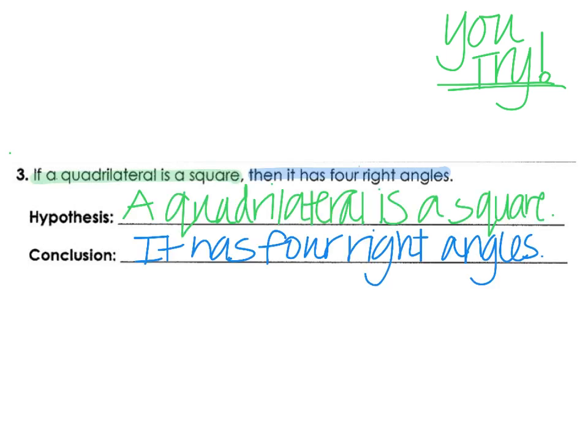All right, so you should have gotten that the hypothesis is what immediately follows the word if. So your hypothesis is a quadrilateral is a square. Our conclusion is what immediately follows the word then. So our conclusion is it has 4 right angles. If you have any questions on this, please raise your hand, call me over so I can help you. Otherwise, let's move on.